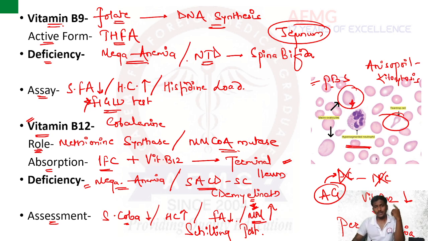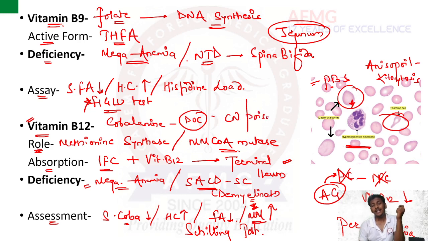I want to tell you one more important point about vitamin B12. Usually vitamin B12 or hydroxocobalamin is the drug of choice in cases of which poisoning? So please remember, it is the drug of choice in cases of cyanide poisoning. This is also important that you need to remember, right?